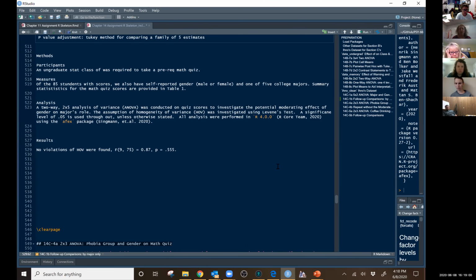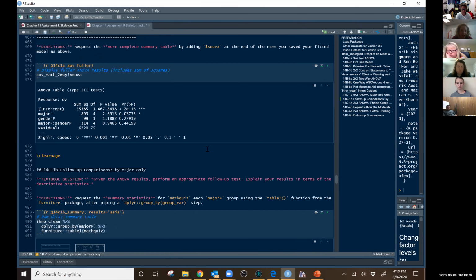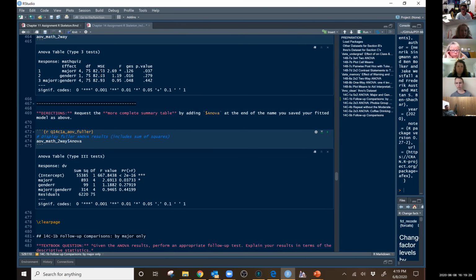Okay, so there's our assumption. Then what came next? Our two-way ANOVA. What did the ANOVA find? That only major was significant. Oh, so we just say it that way. Yeah. And when we did that, the F was 4 and 75.